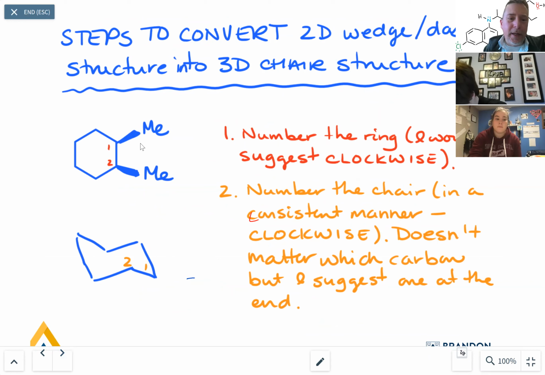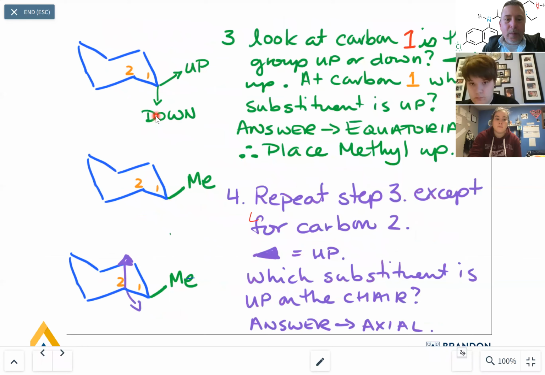So this little part here is basically how to convert these two structures together. It's following what I tried to show before, that I like to label this 1 and this 2, and this is going to be clockwise, 1, 2. So we've already drawn our chairs. Then we look at this carbon and determine which one's pointing up and which one's down, and if we need our methyl group.